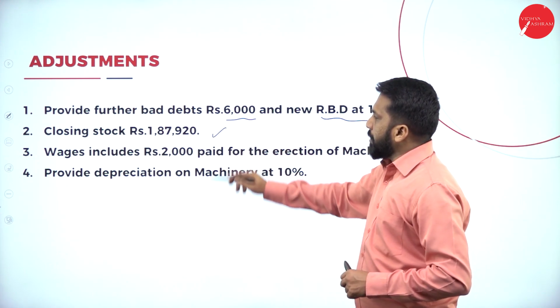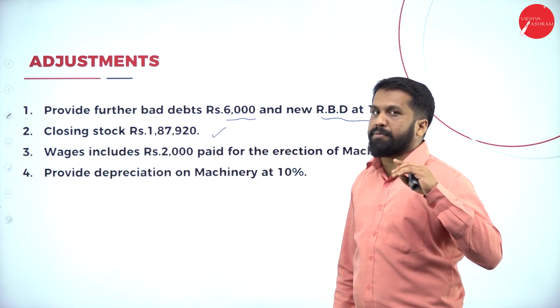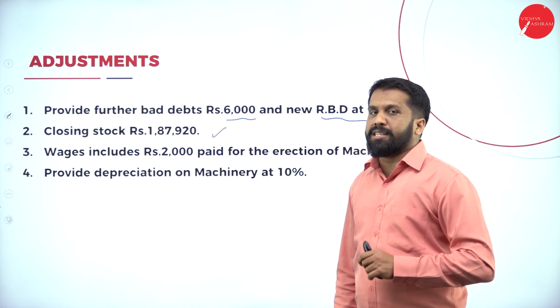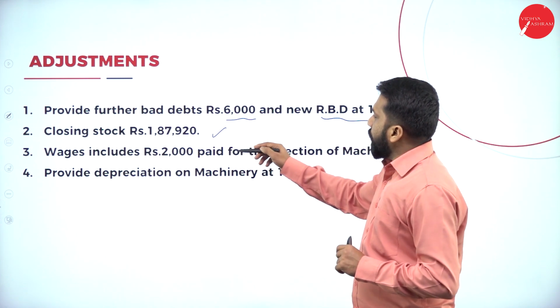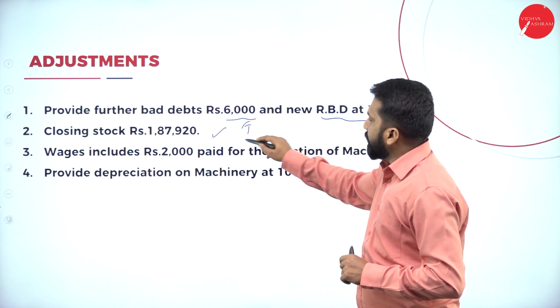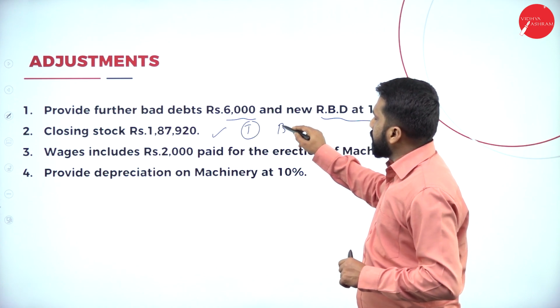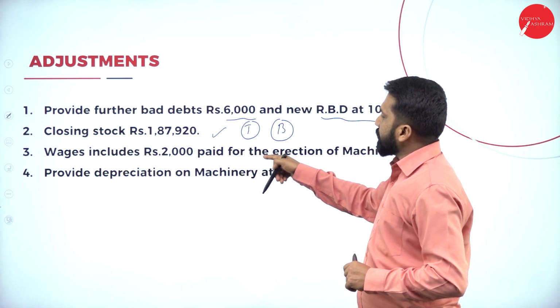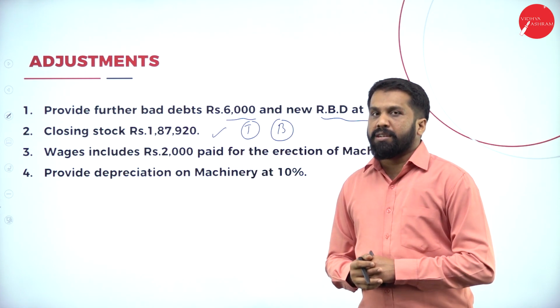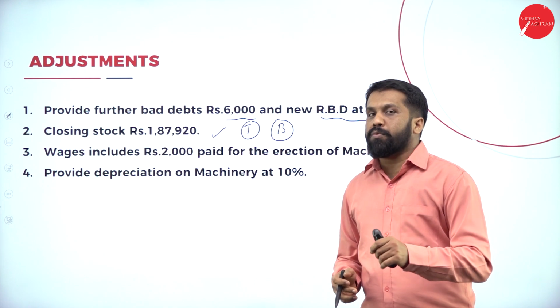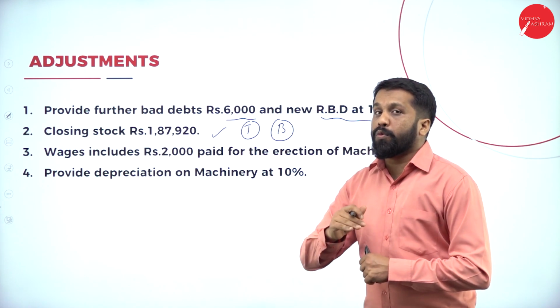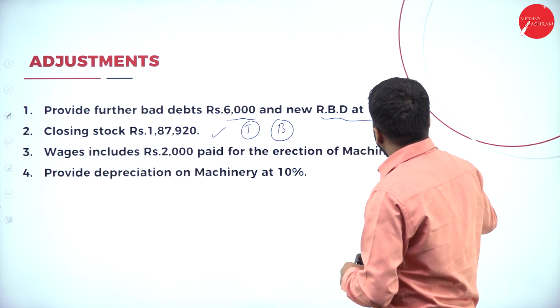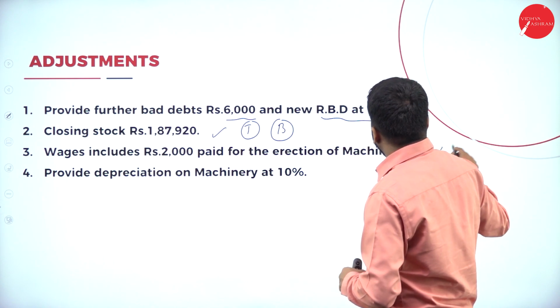Closing stock, remember, has a double effect. Maybe you have seen it in the previous session. In that I mentioned, one will come under trading, another one will come under the balance sheet. Now, wages include 2,000 paid for erection. So, it does not belong to wages. Then what should we do? We should minus it from wages.